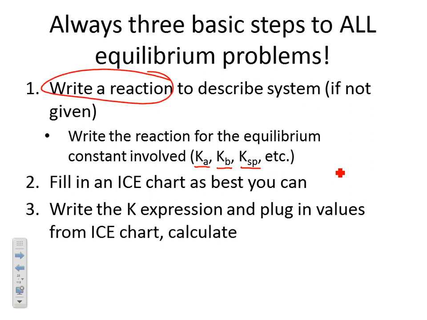Second step, fill in an ice chart. This is exactly the same as from the last video. You fill in an ice chart as best you can for that reaction, as fully as possible. Maybe you don't fill it out with numbers, but you fill it out. Then once you've filled out the ice chart, you go to the equilibrium expression, products over reactants raised to their coefficients. You plug in the values that you got from your ice chart and you solve. You solve for something, and if it's not what the problem is asking for directly, then you have to do maybe just a tiny bit of modification to get it to what the problem is asking for.